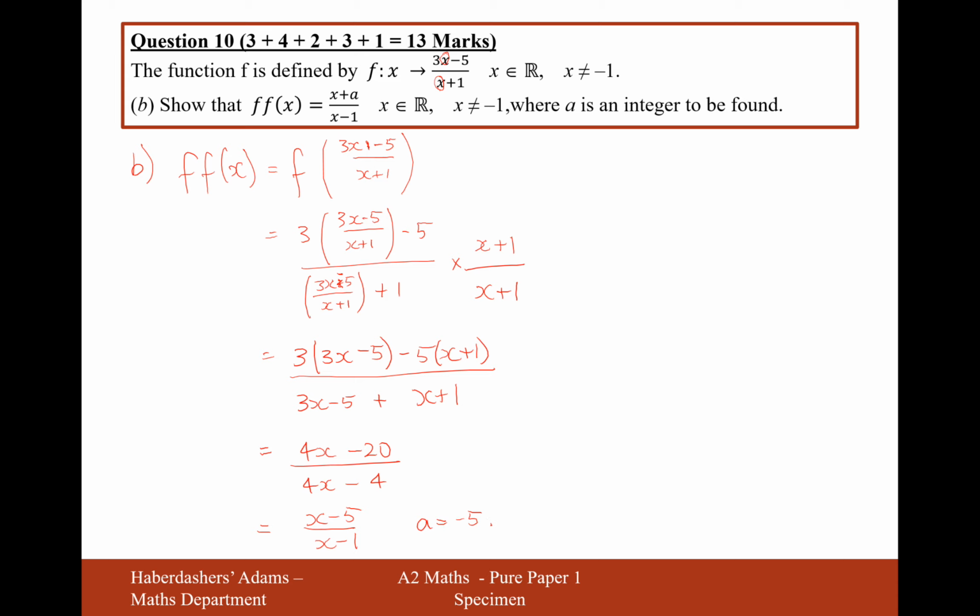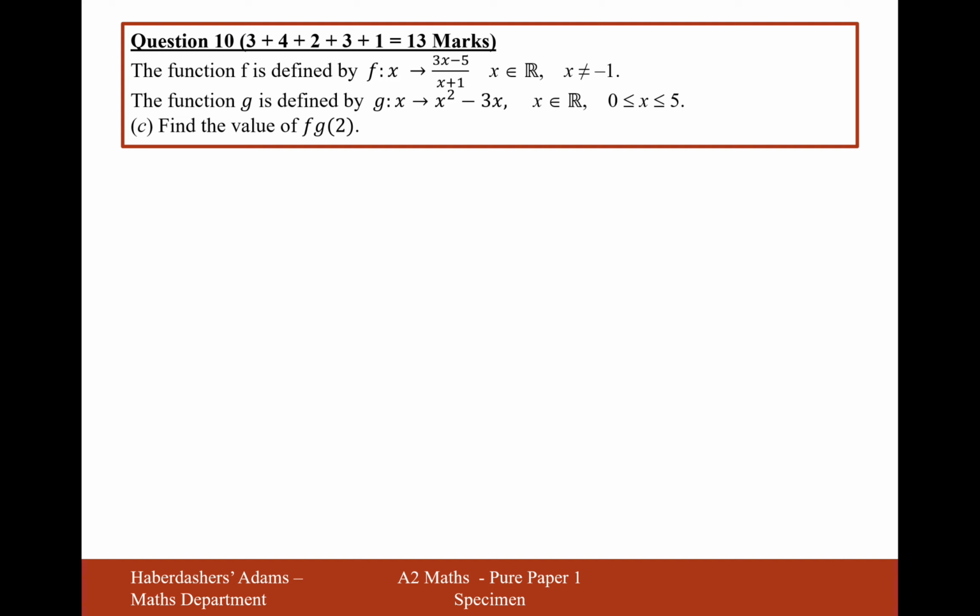So a here is equal to minus 5. Great, that's the answer for part B then. Part C, a new function g. g takes x to x squared minus 3x between 0 and 5. Find the value of fg of 2.